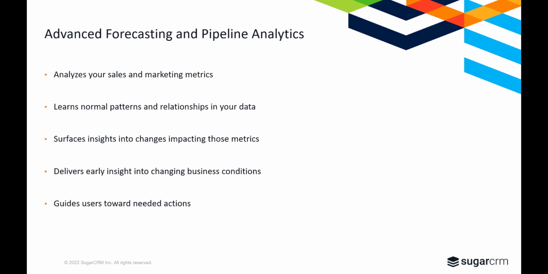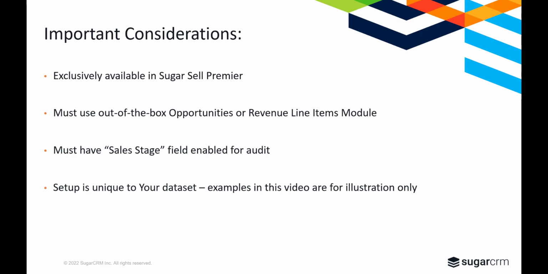Before we take a look at the dashboards and dashlets available in advanced forecasting and pipeline analytics, there are some important things to consider. Advanced forecasting and pipeline analytics is only available in Sugar Cell Premier, and you must also use either the Opportunities or Revenue Line Items module. You also need to have the sales stage field enabled for audit to use this capability.